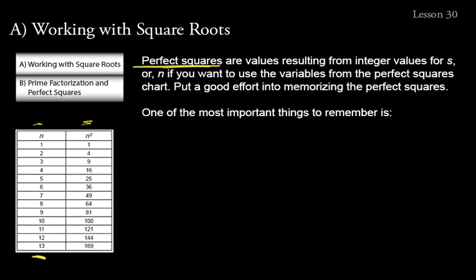So in part 30A here, we'll get used to working with square roots by seeing them in familiar problems like order of operations, which we started back in lesson 22. One of the most important things to remember here is this rule: the square root of n squared is equal to n. So the square root of that perfect square gets you back to n.